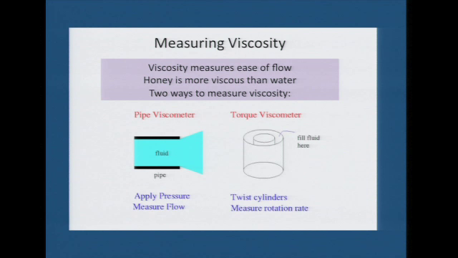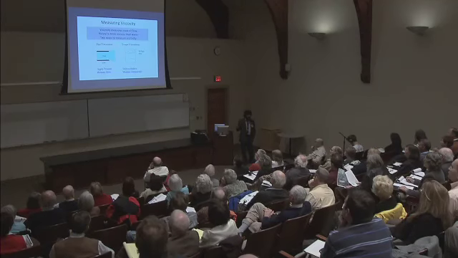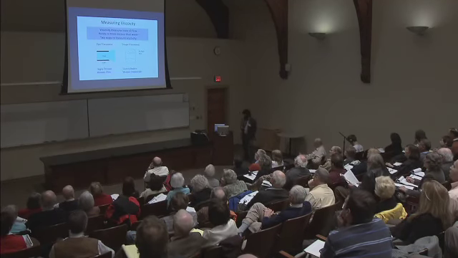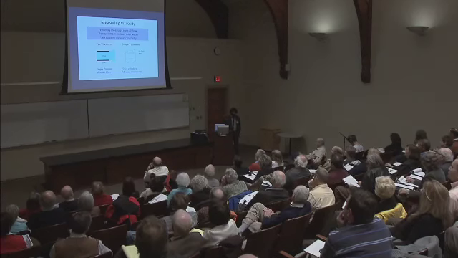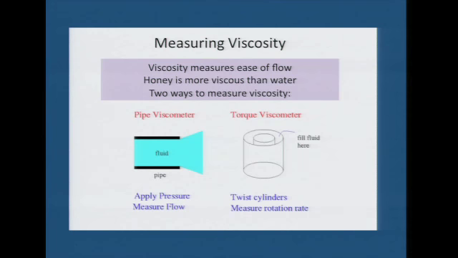Now, there's two obvious ways to measure viscosity. One is to stick a fluid into a pipe and see how easily it goes through the pipe. That's called the pipe viscometer. And the second way to do it is to take these two cans and pour the liquid between them, and then try to turn the outer can and see how hard you have to twist it to make it turn. If you have a sticky liquid, you'll have to work much harder than if you have water. Okay. And these two ways give you the same answer for most liquids, so you can use either one of them.